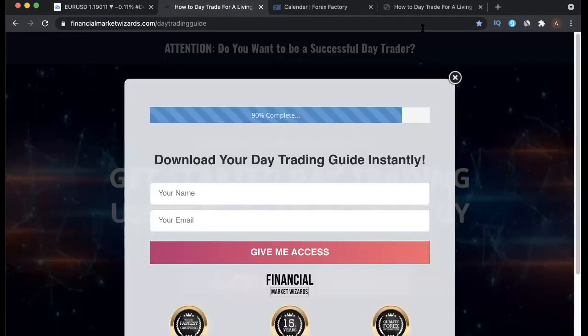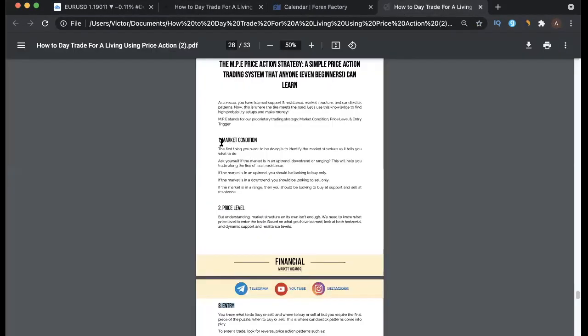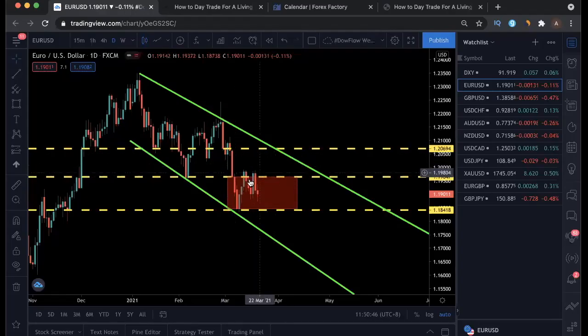So remember, we're still sticking to the MPE trading strategy right here. Market condition, price level, entry. So market condition is kind of a mix. I would classify this more as range bound. Price level would be this level, and price action trigger would be just wait for a pattern. Right now, price is in the middle of the zone, so please do not chase it.